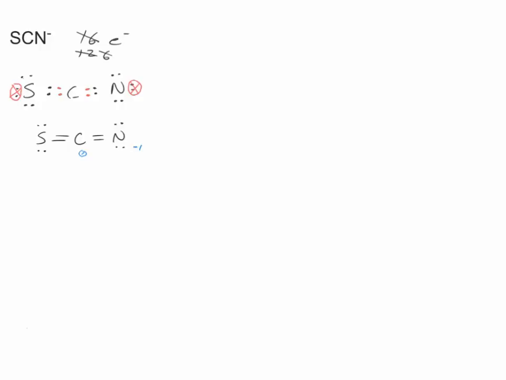Sulfur. Sulfur wants 6 valence electrons. How many does it have? 2, 4, 5, 6. It wants 6. It has 6. Its formal charge is 0. And this then is a very good structure.